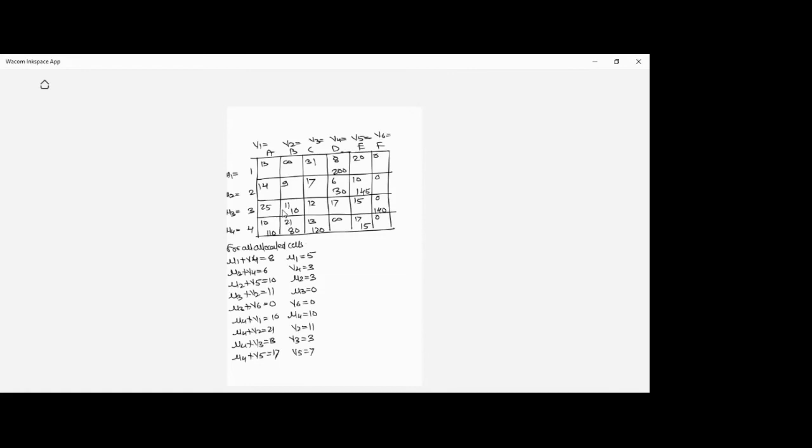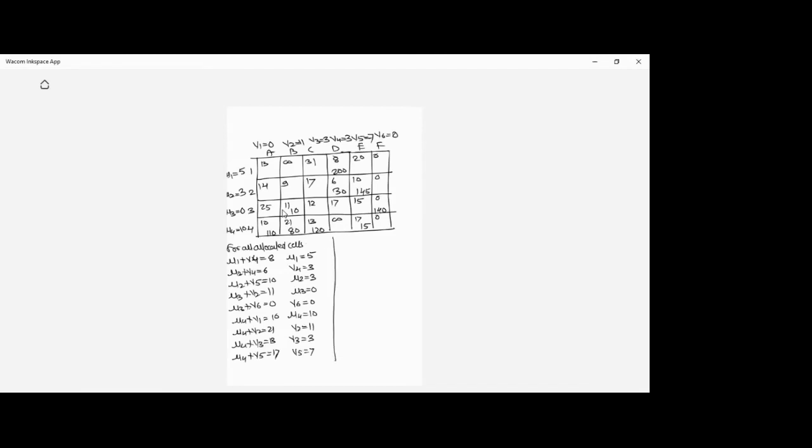So let's put out all this value. u1 is equal to 5, u2 is equal to 3, u3 is equal to 0, u4 is equal to 10, v1 is equal to 0, v2 is equal to 11, v3 is equal to 3, v4 is equal to 3, v5 is equal to 7, and v6 is equal to 0.